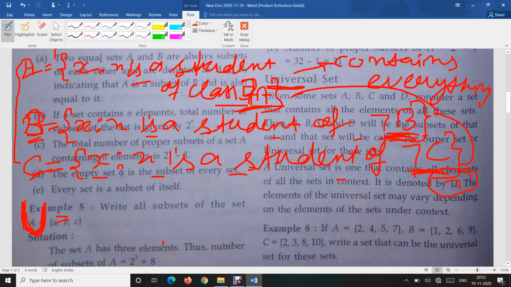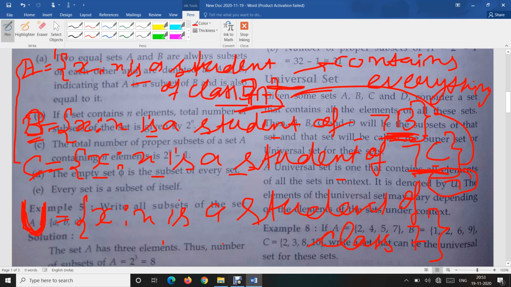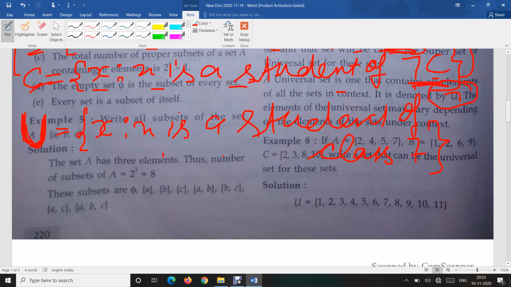In a similar way, we have 7th A, 7th B and 7th C. These are the parts of class 7. If we combine these three sections A, B and C, we will get the total class 7. So total class 7 will be the universal set, and we will write it as U equal to the set of all x such that x is a student of class 7. So this will be the universal set.